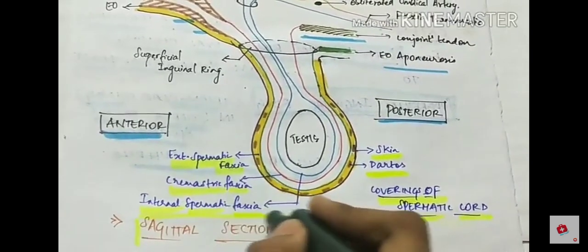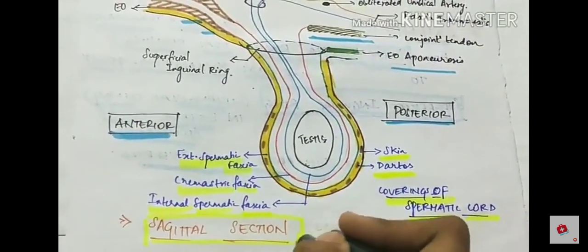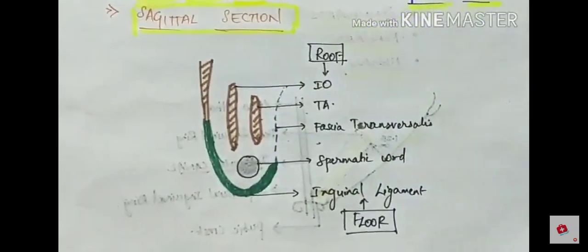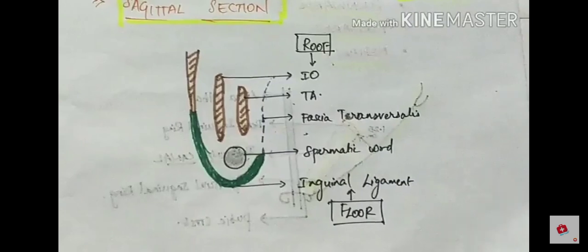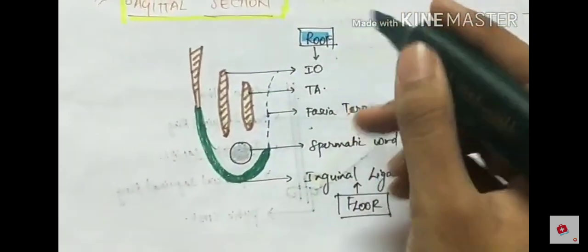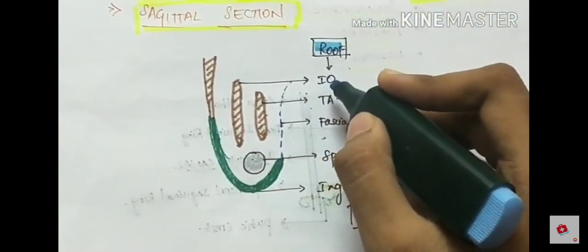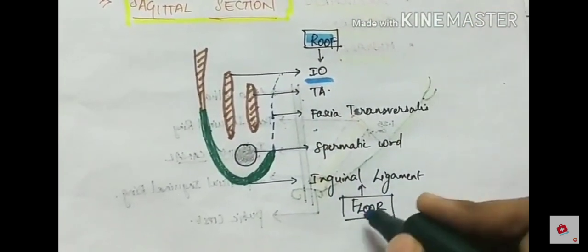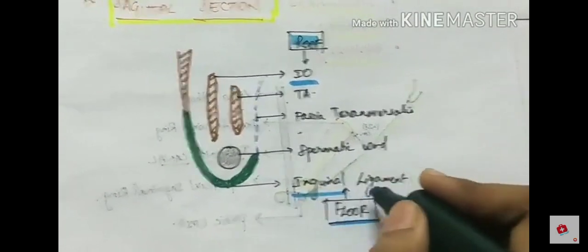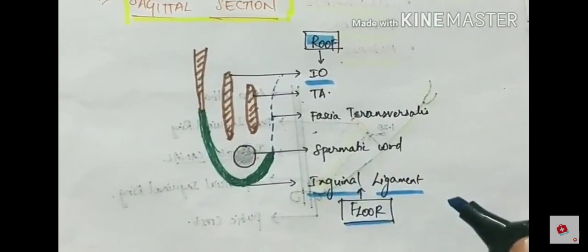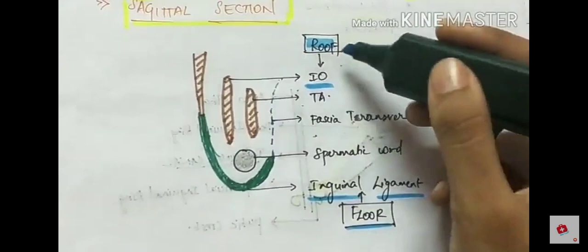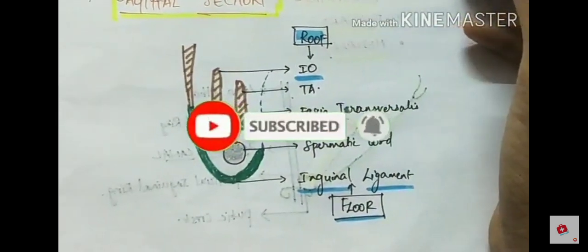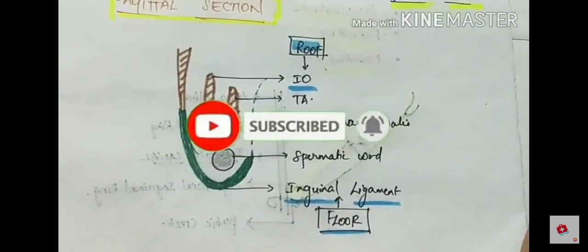The sagittal section. This is the sagittal section of the inguinal canal, in which we will see the roof and the floor. The roof is formed by arching fibers of the internal oblique muscle, and the floor is formed by the inguinal ligament predominantly. So roof, floor, anterior and posterior boundaries. These are the boundaries of the inguinal canal.